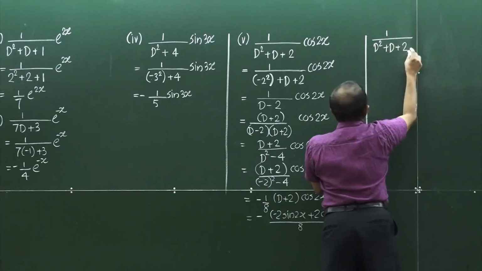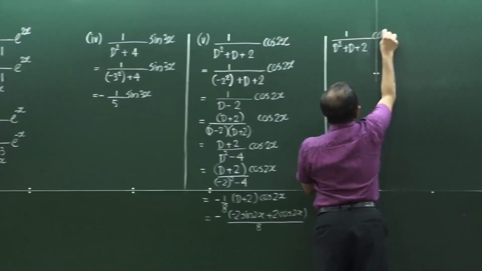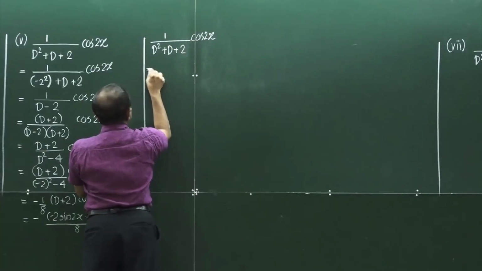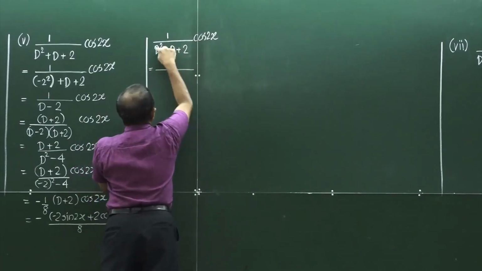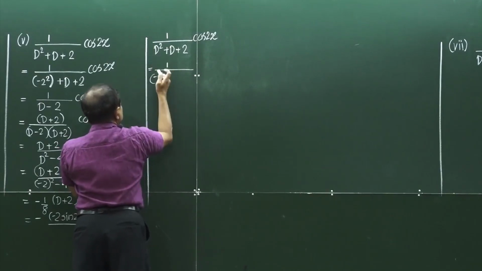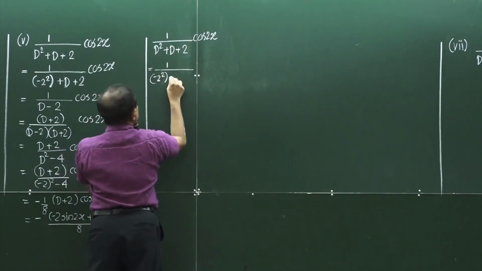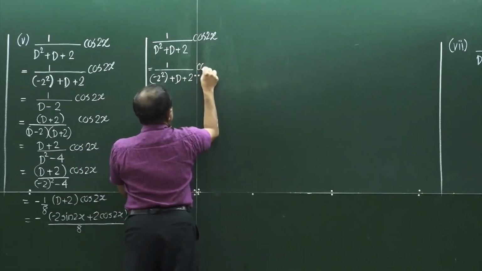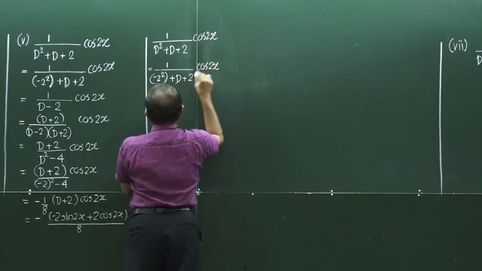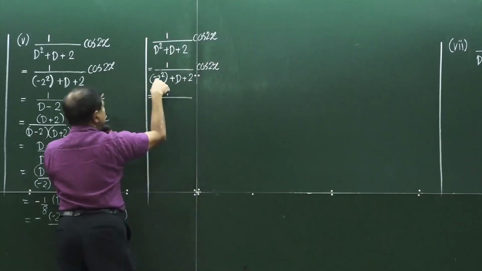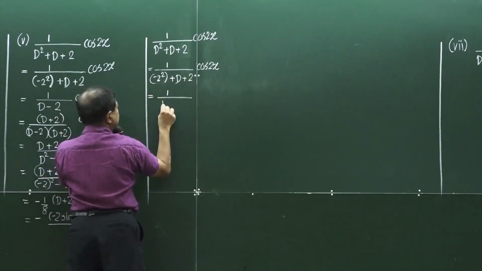This is almost similar to this one, but there's a slight difference. First we go through the same step. You substitute minus 2 squared here. Sorry, it should be like this. We keep d as it is. Now, this is minus 4, this is plus 2. So this is d minus 2.